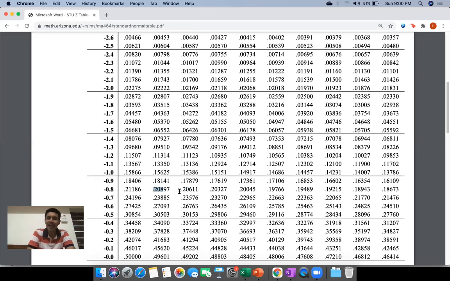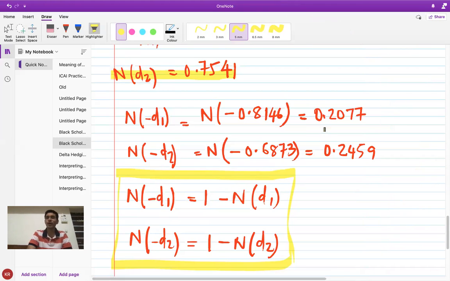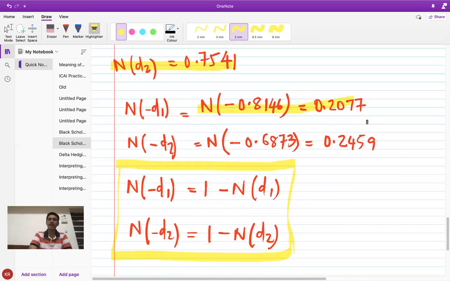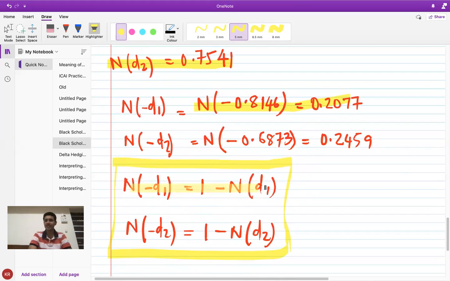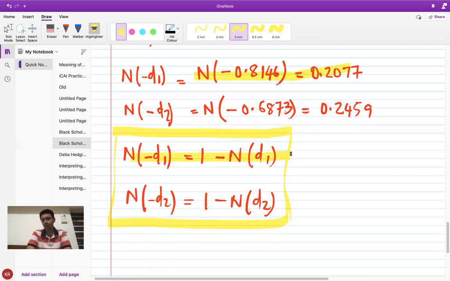You take the average of these two, which will be minus 0.815. That is 0.20897 plus 0.20611, divided by 2, giving an answer of 0.2075, and we had 0.2077. Basically you can calculate N(minus d1) as 1 minus N(d1) also, but I'm just showing you that even if we calculate the standard normal distribution table value of minus 0.8146, we will still get the same answer.